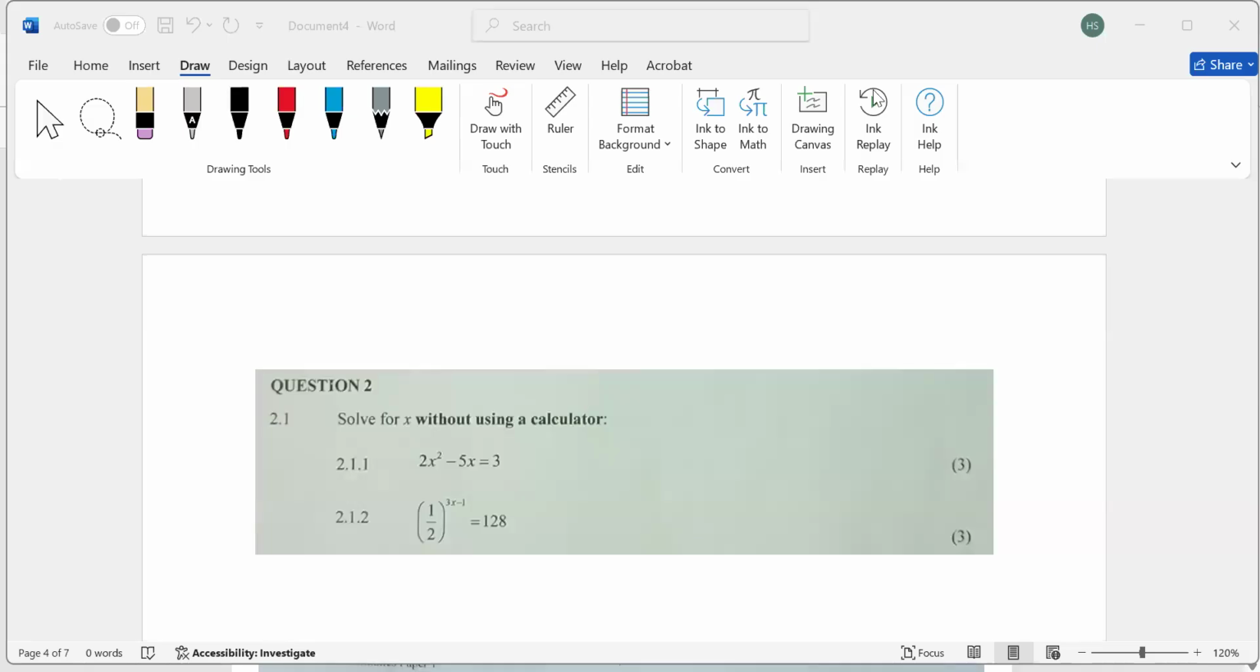Solve for x without the use of a calculator. Now we have the casio calculator. It allows us to use a calculator without using a calculator. Now, what is the first mark here for a learner?